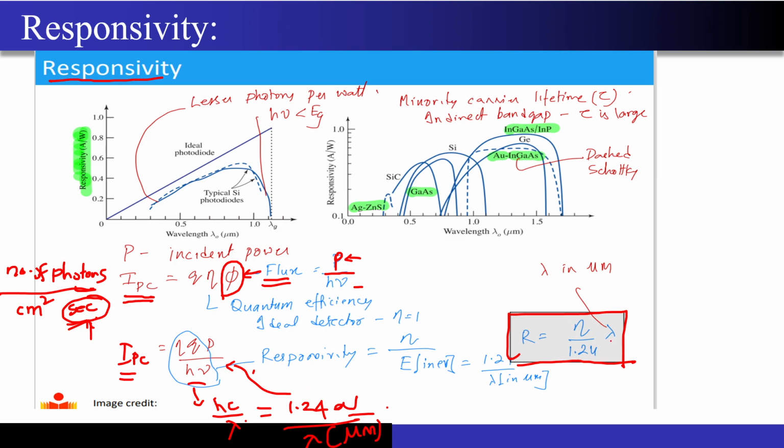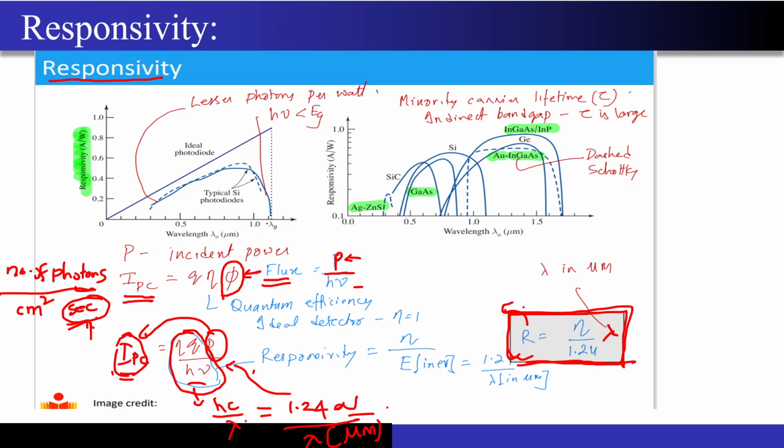This will come out to be efficiency into lambda divided by 1.24. Now how did we arrive at this number, correct? So this IPC and P, this is what your responsivity term consists of, correct? So if you just take this on this particular side, then you will be left with only this particular part over here. Now if you substitute this 1.24 by 1.24 eV by lambda in this particular term, then you will be left with this equation for the responsivity. What you can see over here is that the responsivity is actually directly proportional to the lambda, correct.